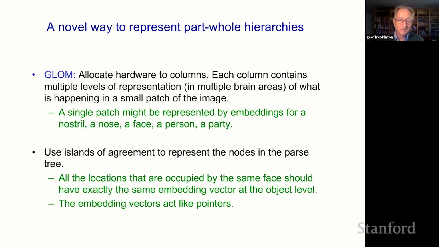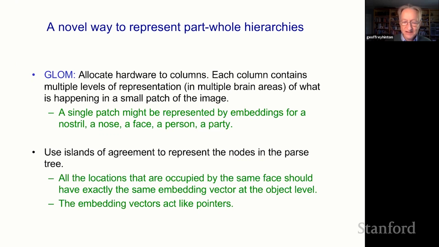And the idea for representing part-whole hierarchies is to use islands of agreement between the embeddings at these different levels. So at the scene level, at the top level, you'd like the same embedding for every patch of the image, because that patch is a patch of the same scene everywhere. At the object level, you'd like the embeddings of all the different patches that belong to the object to be the same. So as you go up this hierarchy, you're trying to make things more and more the same. And that's how you're squeezing redundancy out.